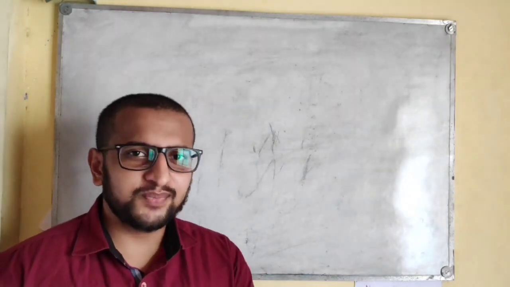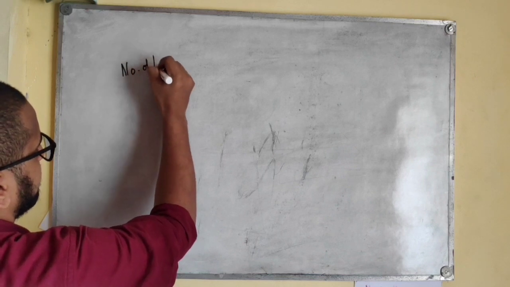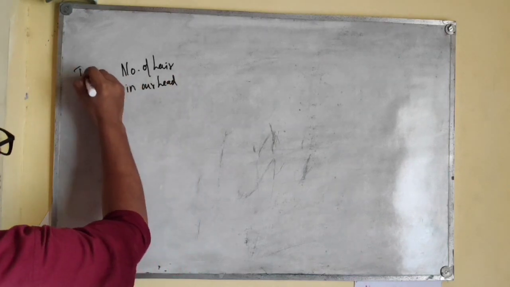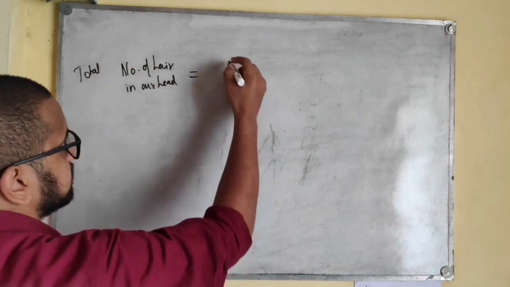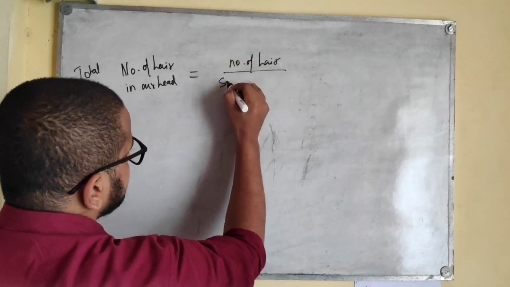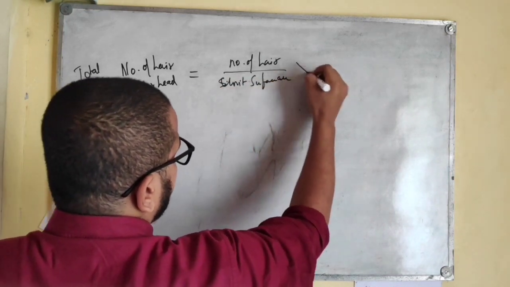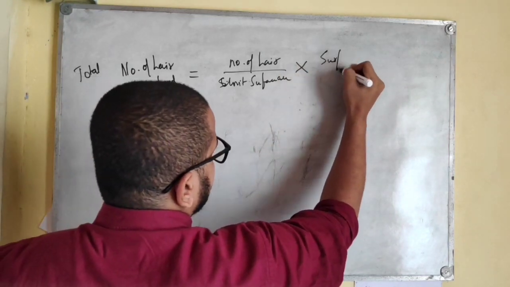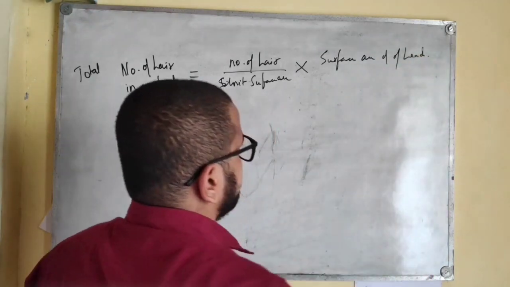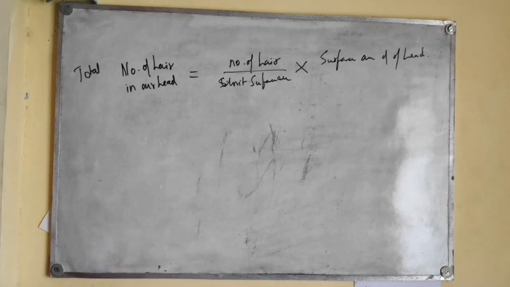So first of all, let us keep it simple. Okay, so the total number of hair in our head will be equal to the number of hair per unit surface area multiplied with the surface area of your head, the region where the hair is present. Okay.